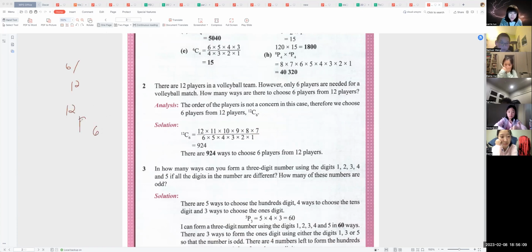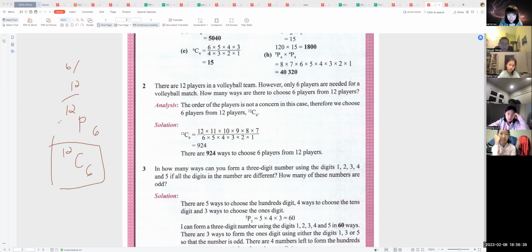So now my question is P or C, right? So all the volleyball players are the same. If you're in the girls' team, they're going to be all girls, right? If you're in the boys' team, they're going to be all boys. So you pick which one is never related to the position. Am I right, Victoria? That's why we're using C, right? If which one you pick first actually matters, then we're using P.